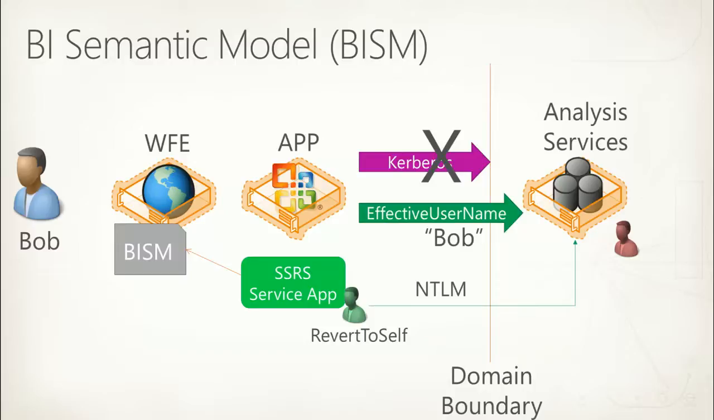If I can't delegate, I'm going to go ahead and run as whatever service account I'm running as on the application server. So in our example, that was the SharePoint service application service account. I'm going to try to connect with that. It doesn't require delegation because it's a single hop. And then what I'm going to do is stuff Bob in the effective username in the connection string itself. That way, we can still authenticate with Bob and then get back the results as if Bob was making the request.